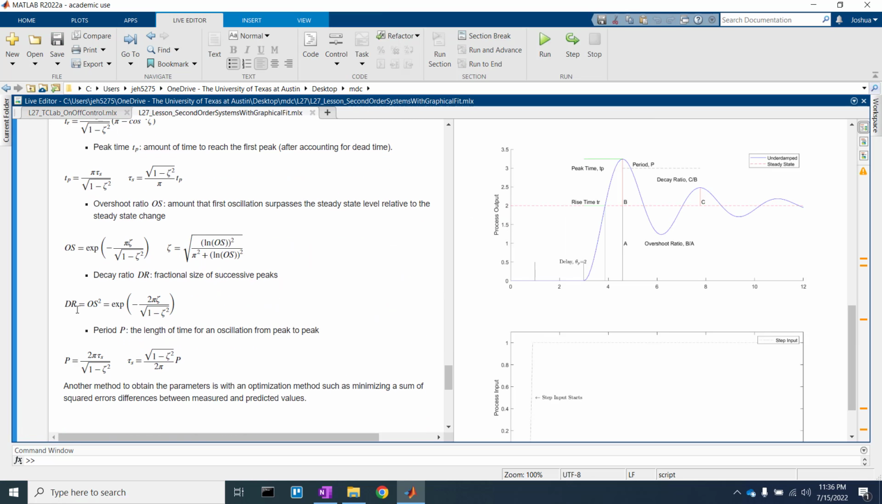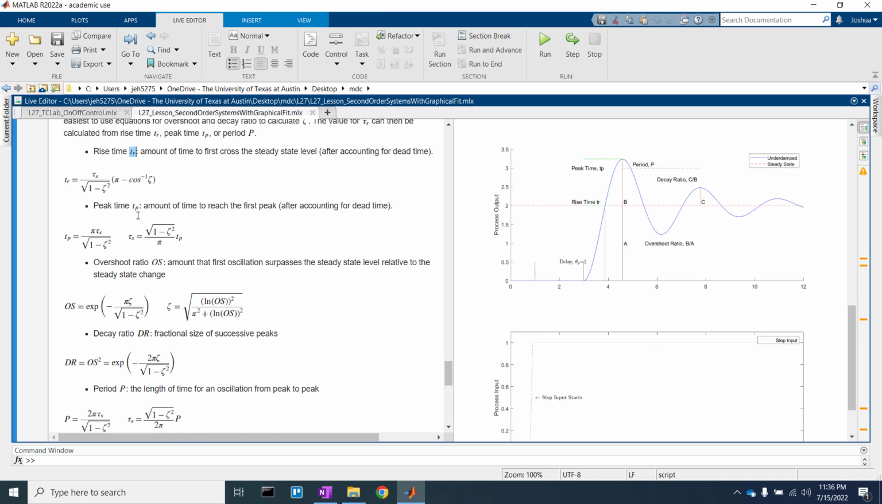From our lesson, we have these relationships. You should be able to realize what you can solve for, and then use that to solve for the ones you don't know.